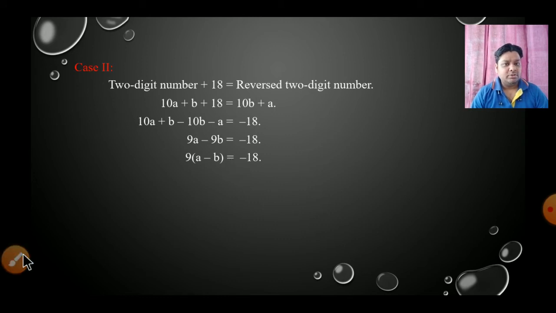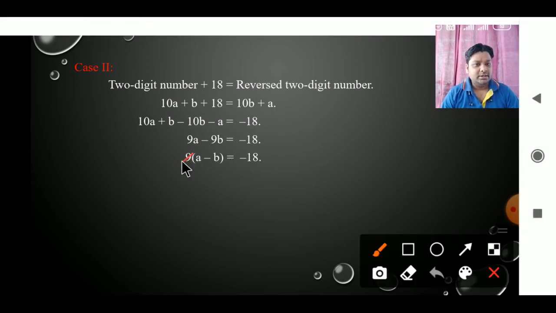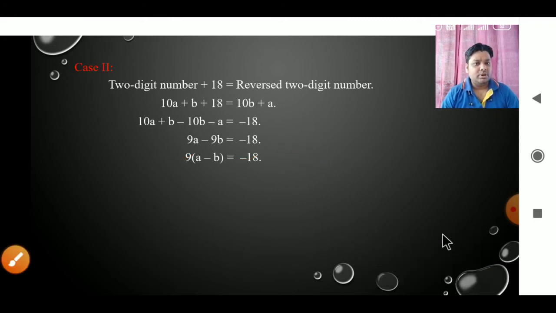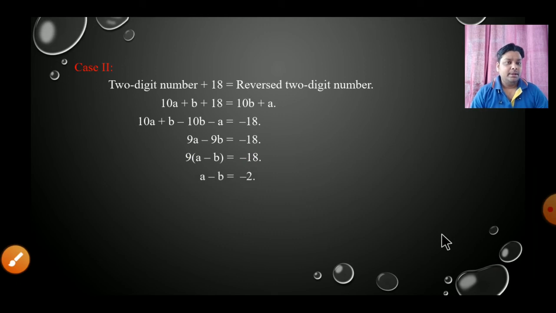Now you can see if you divide, 9 ones are 9 and 9 twos are 18, so with minus we will write. So a minus b is equal to minus 2. Okay, it is equation 2. Now equation 1 we have already got, 2a minus b is equal to 1.